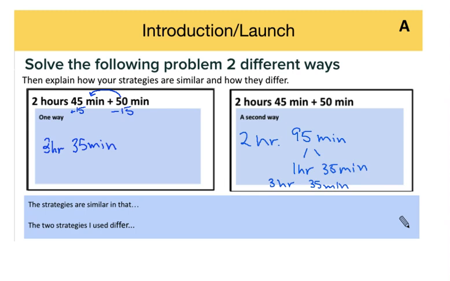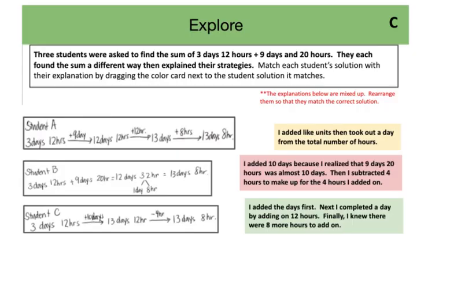All right, now taking what we studied from this slide, we're going to apply it to this really fun slide, slide C. So we have here 3 students, and they were asked to find the sum of 3 days, 12 hours, plus 9 days, and 20 hours. So similar to what we looked at, but we have different units here, right? We have days and hours. They each found the sum a different way, then explained their strategies.